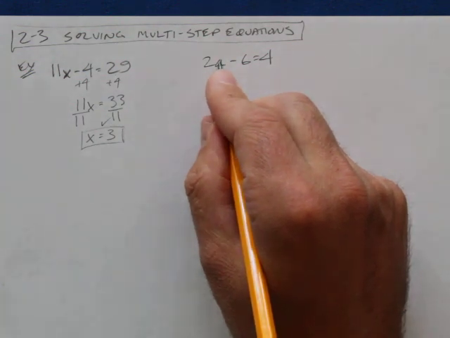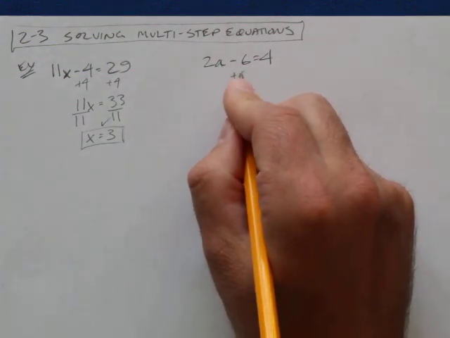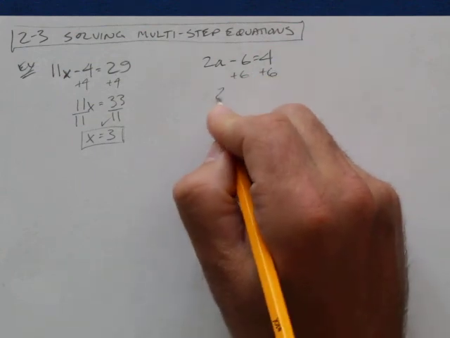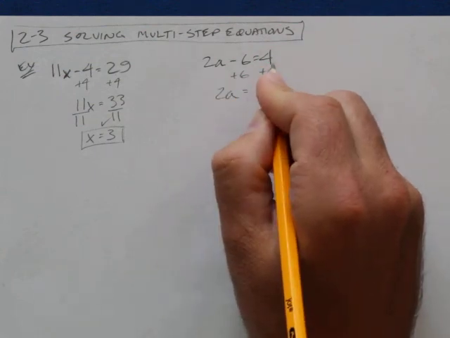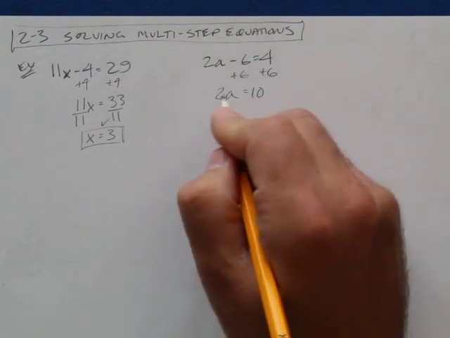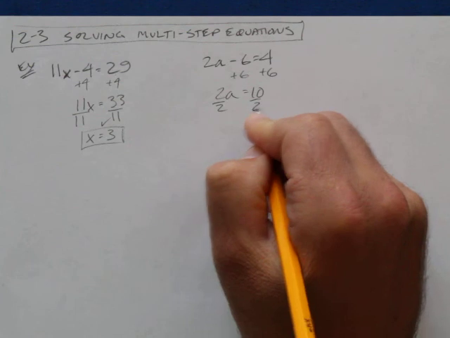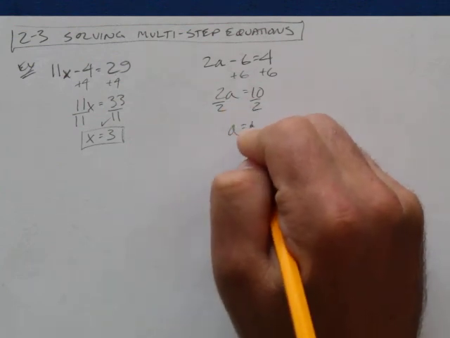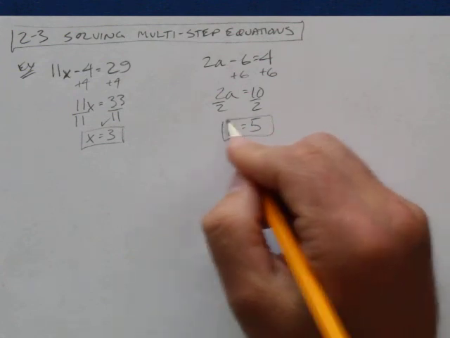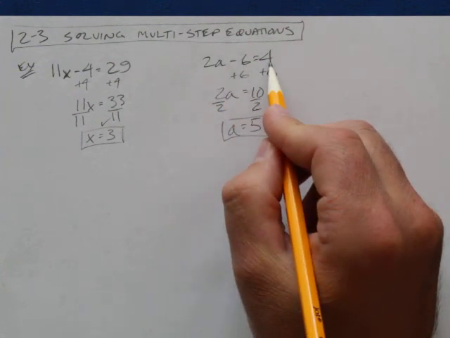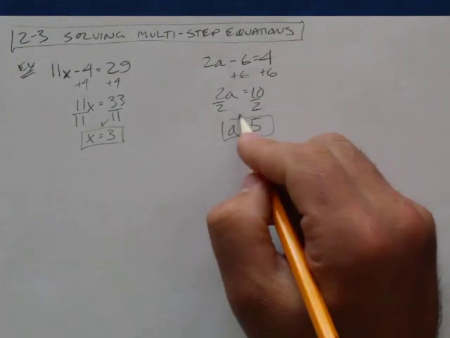Again, I want a by itself, but I want to get this 6 out of here first, this negative 6. So I'm going to add 6 to both sides. 2a equals 4 plus 6, which is 10. And since this is 0, I can just ignore it. Now I divide by 2 so that I have 1a instead of 2a. a equals 5. Now I'm going to plug this back in here. 2 times 5 is 10. Minus 6 is 4. So a equals 5. Looks good.